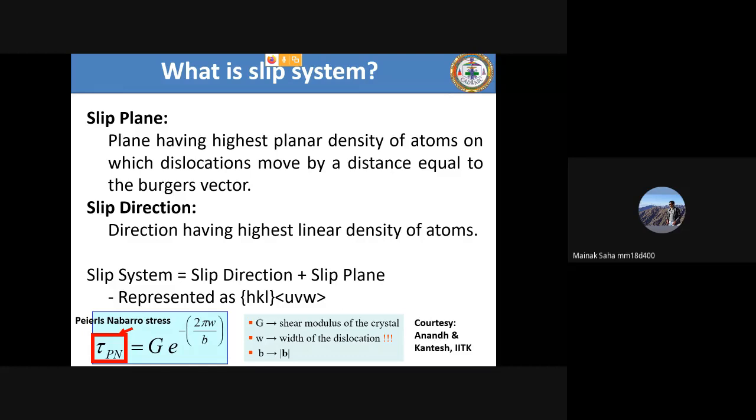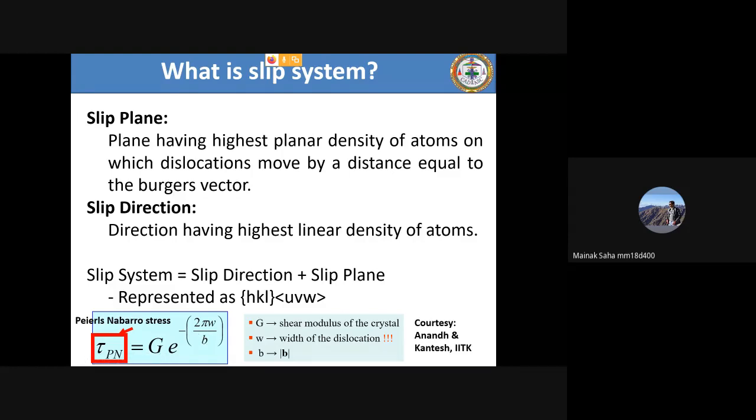See, this I will tell you, it's a simple thing. What you have said is, if W is equal to B, what happens? G into e to the power of minus 2 pi. So e to the power of minus 2 pi will give you some different value. That is something, but my question was not that.